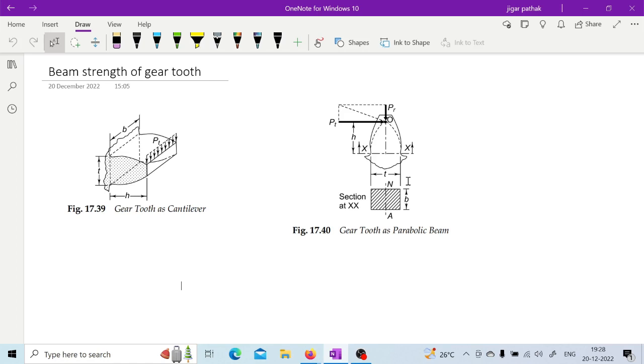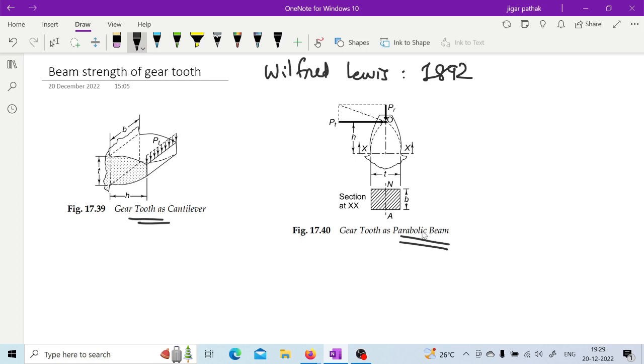Okay, so now if we go to beam strength, this beam strength was presented by Wilfred Lewis in one of his papers presented in 1892. What he assumed is the gear tooth as a cantilever, as mentioned in this figure. He also made one more assumption, in order to have uniform strength across the gear tooth: he assumed a parabolic beam, as mentioned in this particular figure.